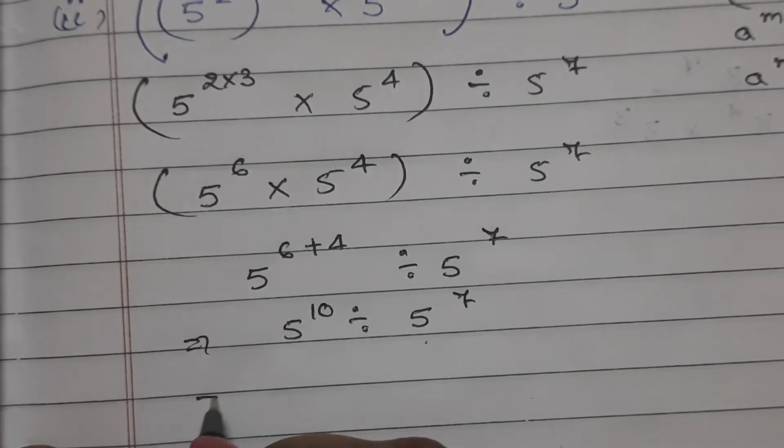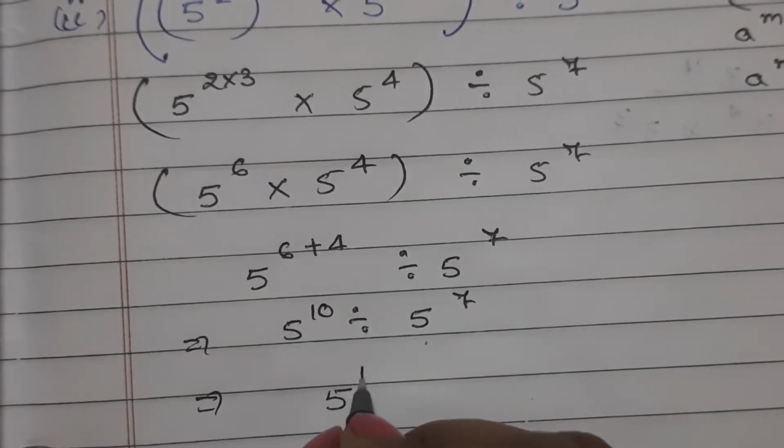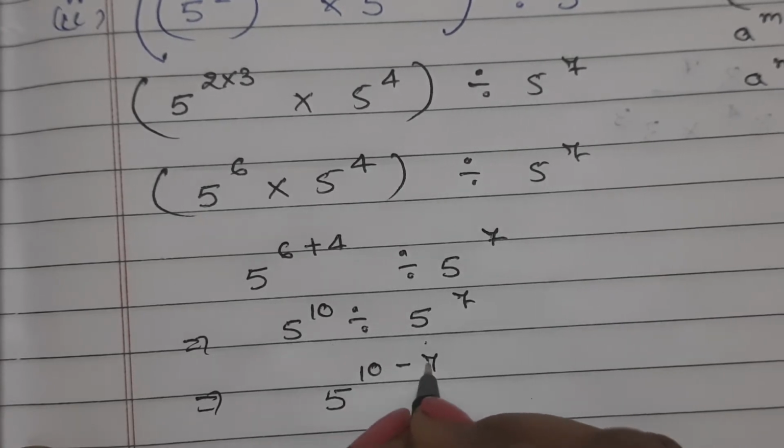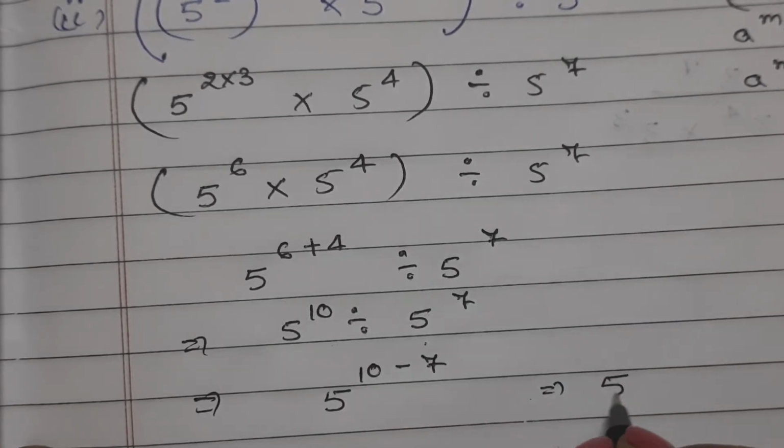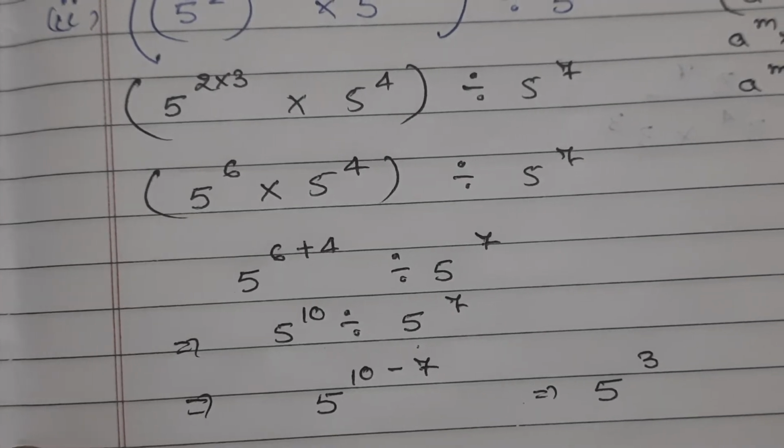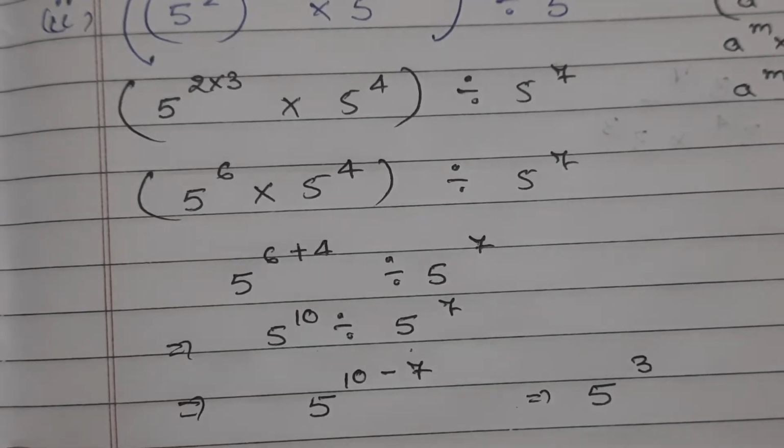So while applying the division law, we know that it will be 10 minus 7. So it will be 5 to the power 3. I hope this is clear. Let us proceed with the next one.